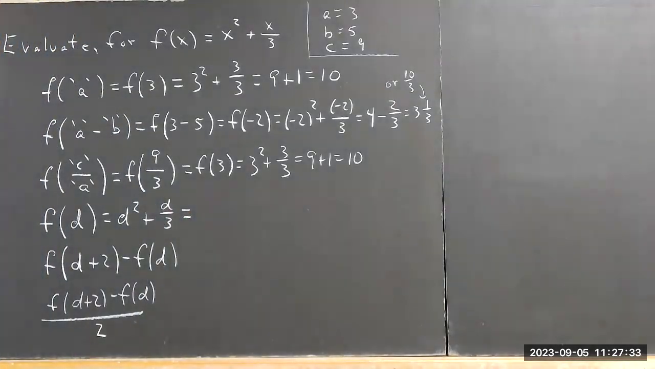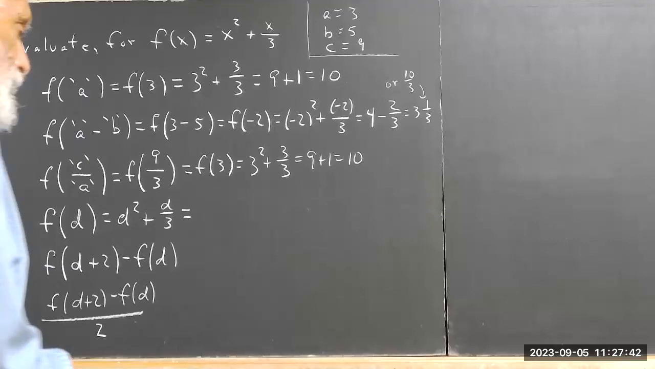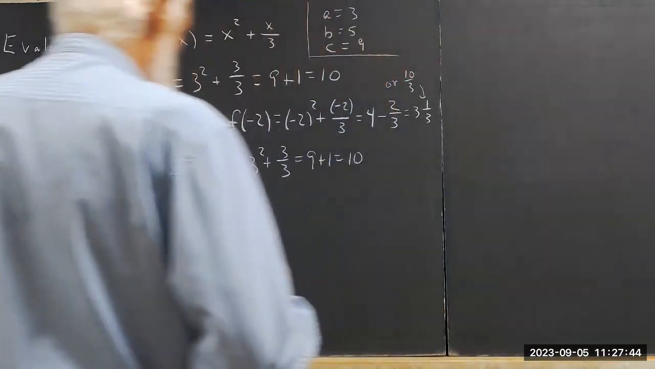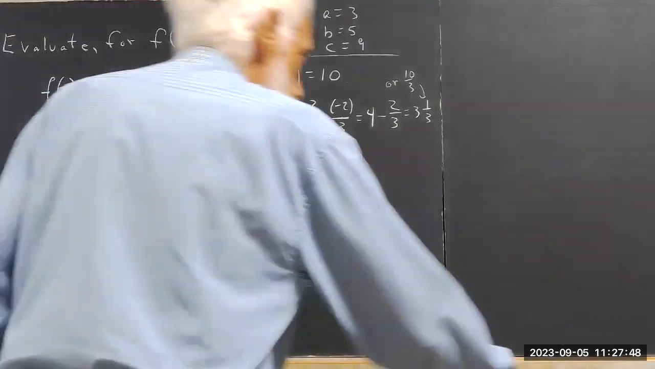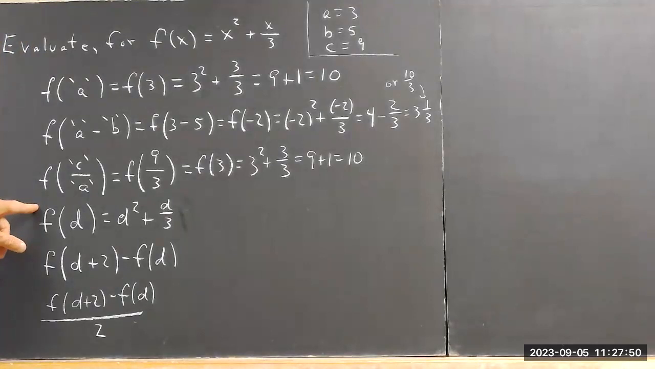Okay. Well, d squared plus d over 3 is okay. We can, well, no, I'm not going to simplify that at this point. That takes us away from our immediate goal, which is understanding functionalization.